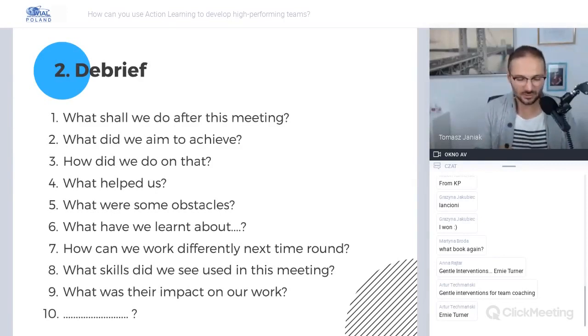But these are the most general questions that I could use to draw people's attention to the skills they used in the meeting. What skills did you see used, and who did it, and what was the impact of those skills on our work? And I could use many other questions in that debrief. So this is number two.